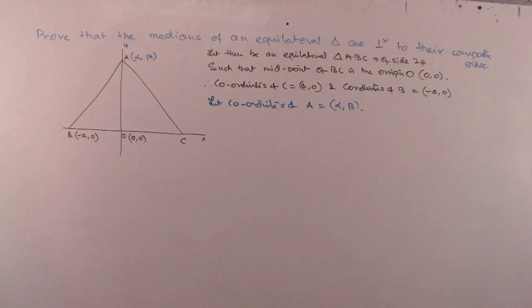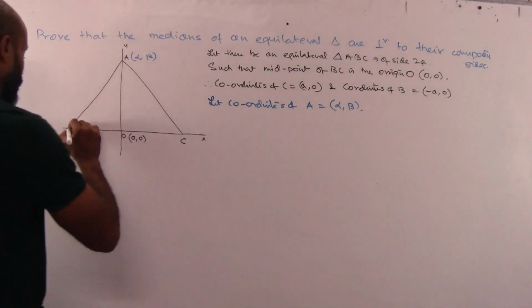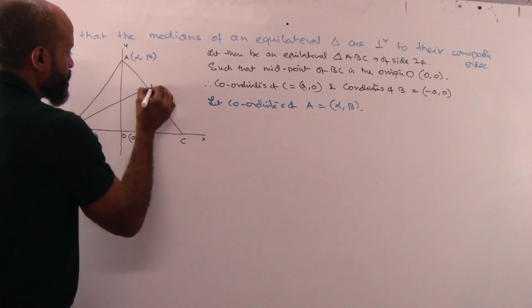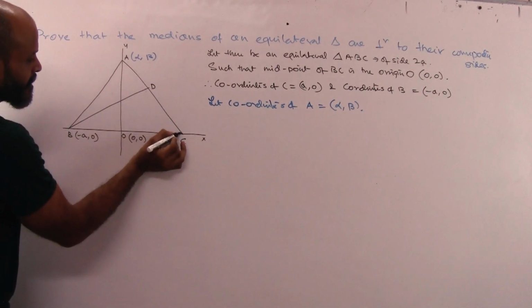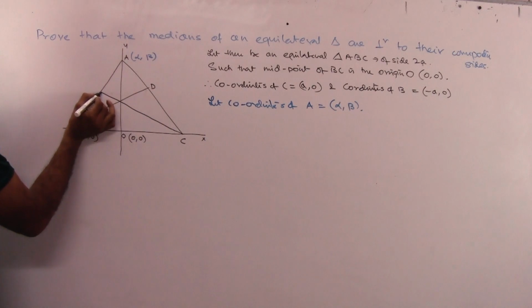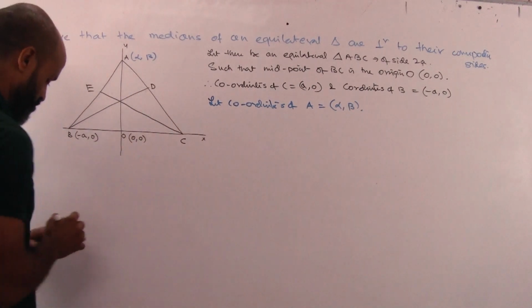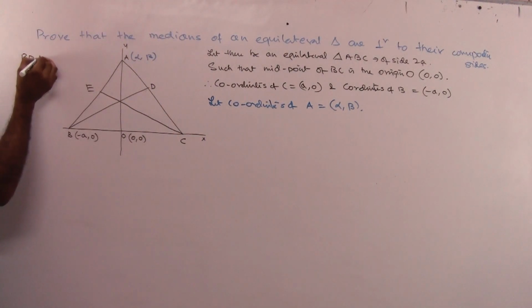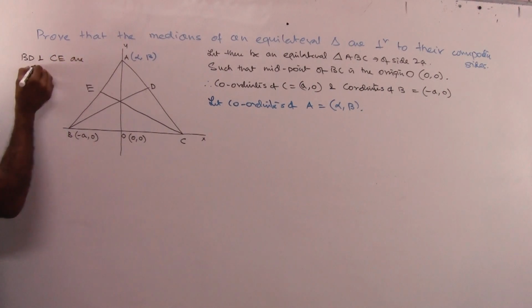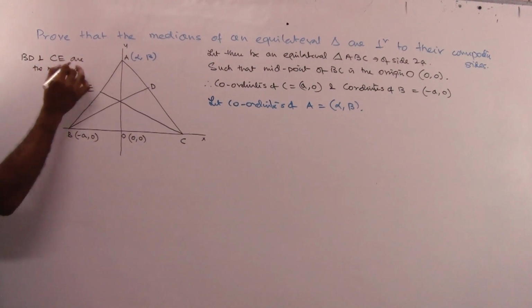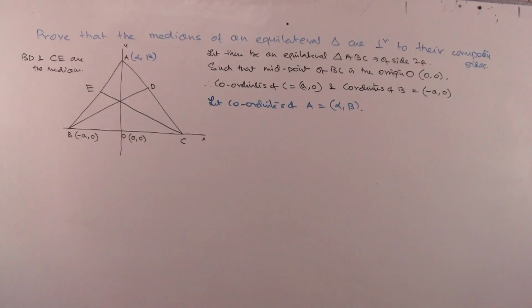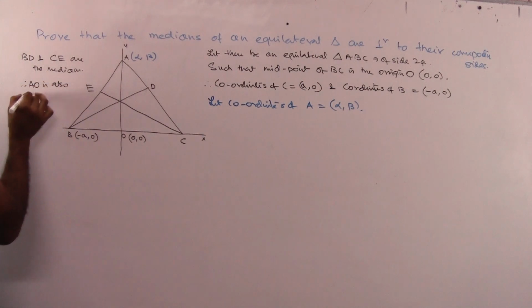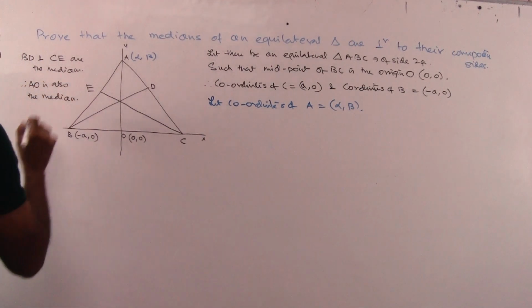Okay, so in this case what do we have? And let's say we draw a perpendicular here, basically the midpoint. Let's say this is D, the median, and let's say this is E, the median drawn here. So BD and CE are the medians. Now obviously AO is also the median. Now we know that this is an equilateral triangle.